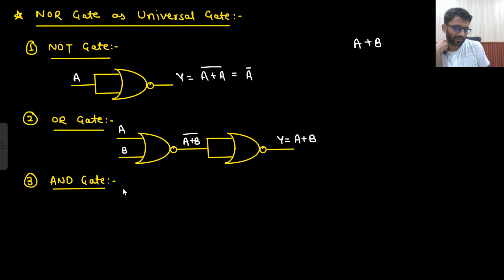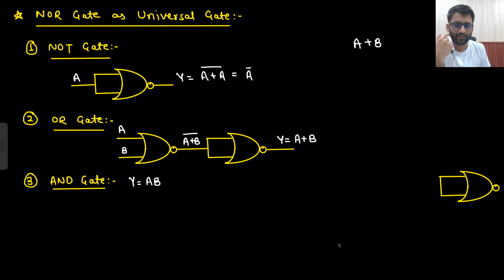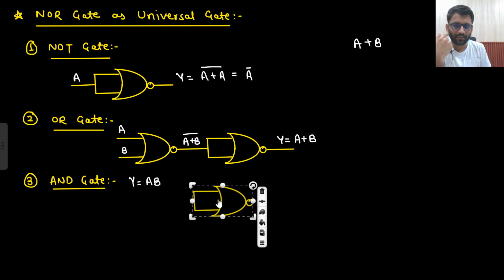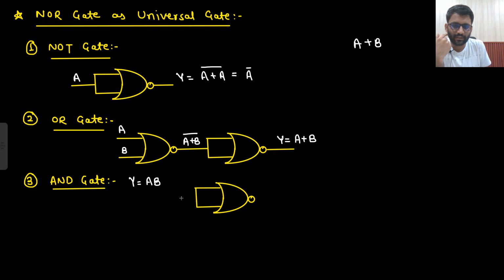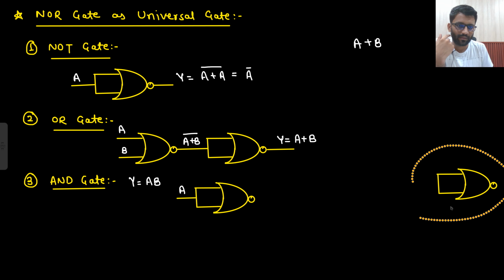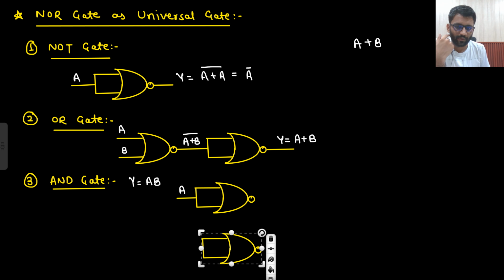Now I need to make an AND gate. So what is my target? My target is to make A into B, right? So let's see how I will design it. First this is my A. If A goes here, what will be my output? A bar. And then B goes here, what will be my output? B bar. A bar, B bar, right?